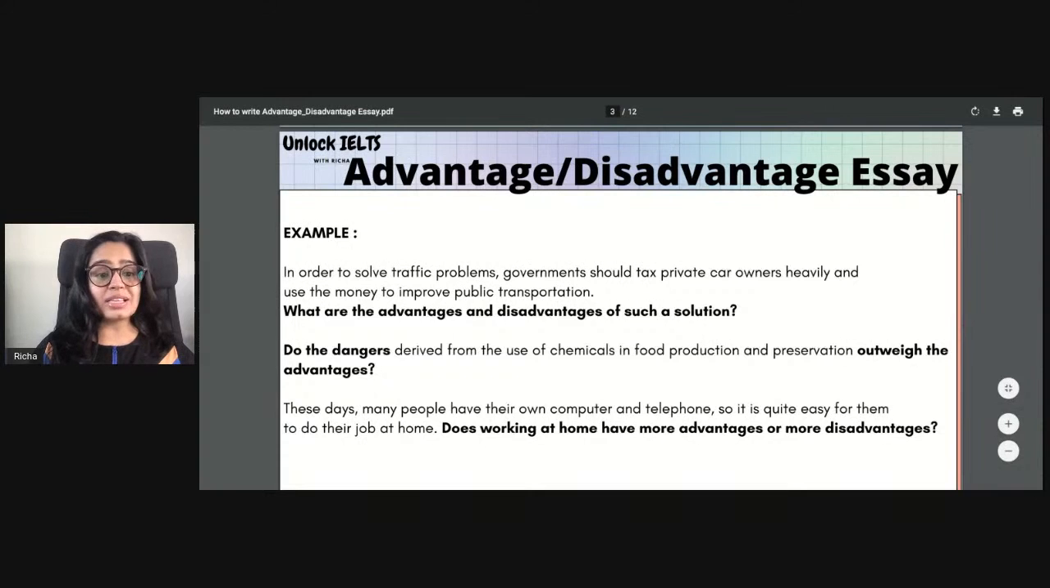essay. As you can see in the first example, the language is: what are the advantages and disadvantages of such a solution. In the second example, the highlighted words are: do the dangers or disadvantages outweigh the advantages. And in the third example, you can see the highlighted words along with me: does working at home have more advantages or more disadvantages? As you can see, there is no trick in that. You'll easily figure it out through these words how you are supposed to present your essay in your IELTS writing section task 2.